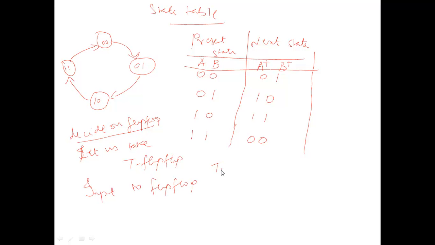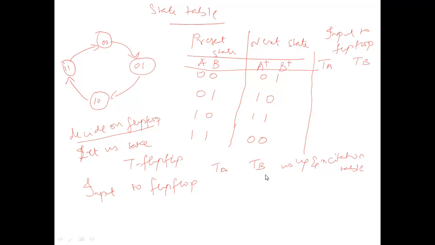First T flip-flop is TA, another T flip-flop is TB, because you have two flip-flops. One is called the A flip-flop, another one is the B flip-flop. So what is the input to the flip-flop? For this you add one more column, input to flip-flop. You have decided it to be T flip-flop, so TA and TB. You have to find the input to the flip-flop using the excitation table.